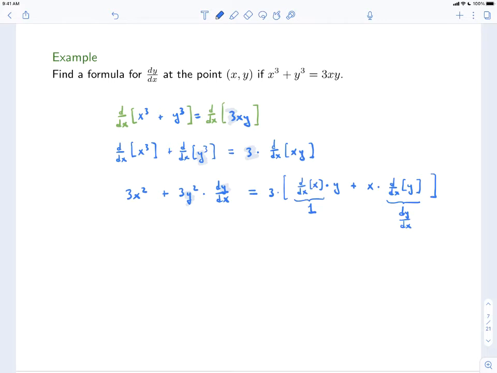So putting all of this together, we have that 3x squared plus 3y squared times dy dx is equal to 3 times y times 1 plus x times dy dx. And now we solve for the unknown quantity, which is dy dx.